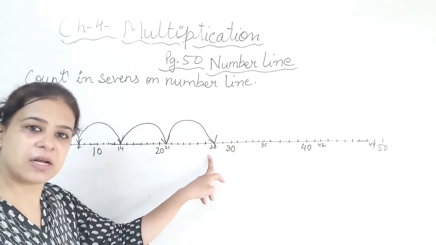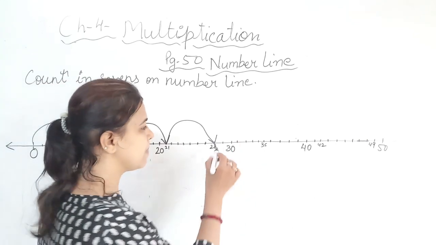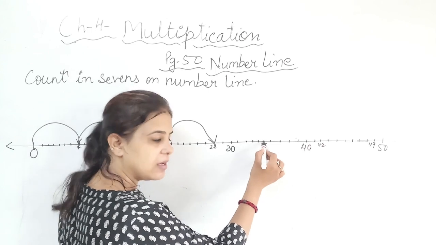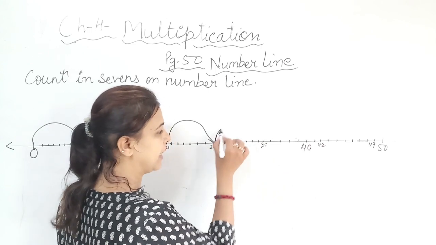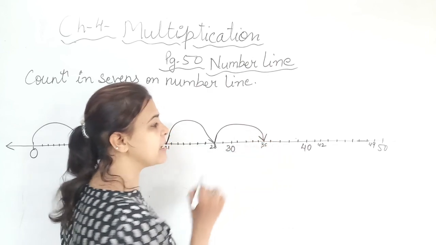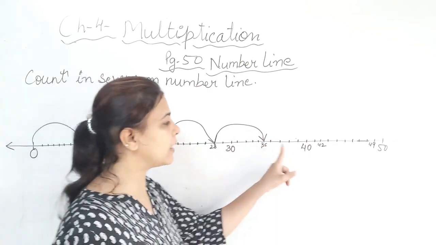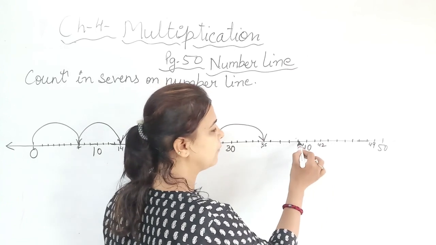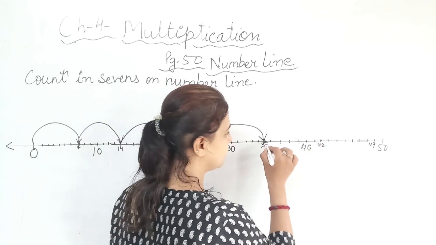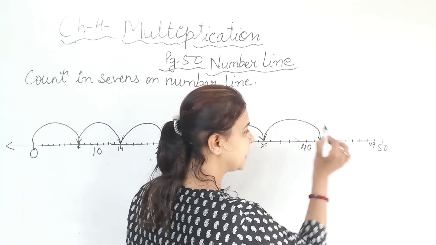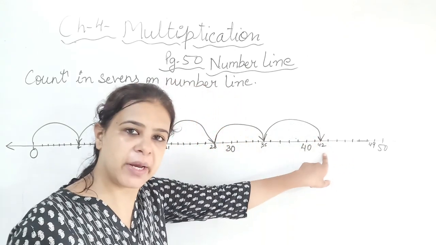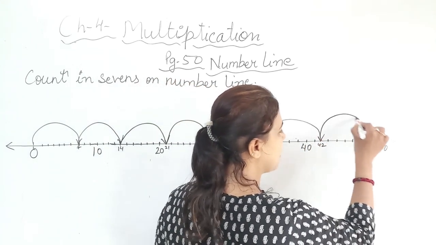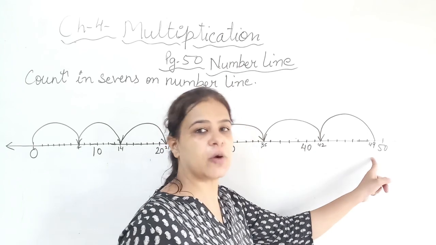Okay. Now again I will start counting 7s. 1, 2, 3, 4, 5, 6, 7. So I will stop on 35. So this is the number 35. Now again I will start counting 7s. 1, 2, 3, 4, 5, 6, 7. So I will come on 42. What is the number over here? 42. Now in the same way I will start jumping and I will reach 49.